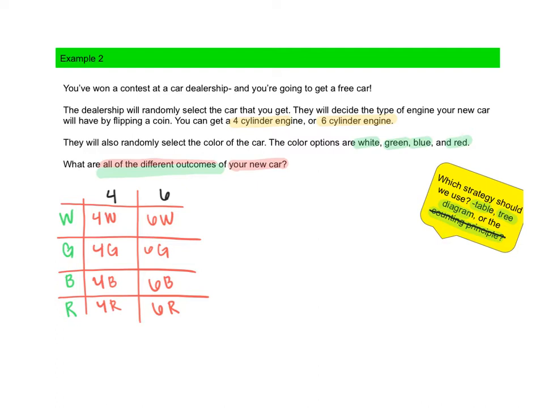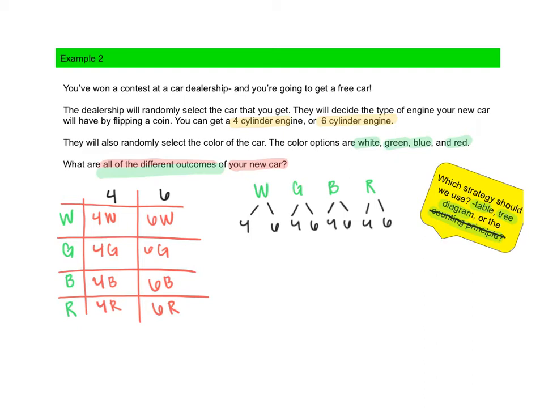If you would have rather done the tree diagram, it's pretty similar. I'm writing my longer choices, the longer variable, or the one that has more choices up top, just because it'll be easier to put this on here. So we have a 4 and a 6, 4 and a 6, 4 and a 6, and 4 and a 6 for each of these. And you can see all of your options out right there. Okay, so our options are white car with 4-cylinder, or white car with 6-cylinder, green car with 4-cylinder, green car with 6-cylinder, etc. Okay, so either of these options would have worked here, and we can see all of our options listed out, all of our different outcomes.